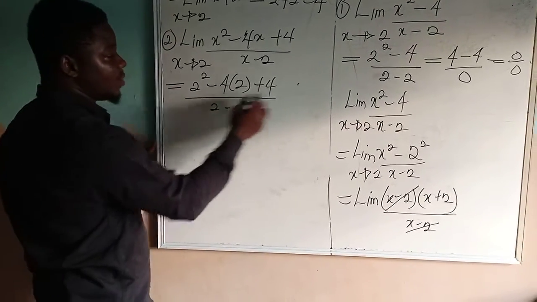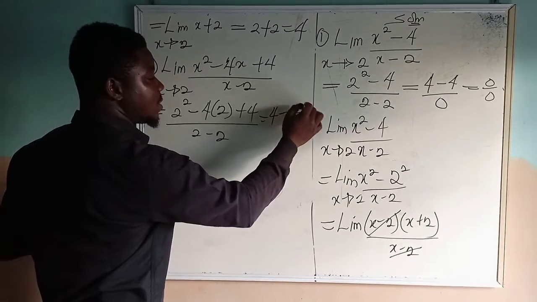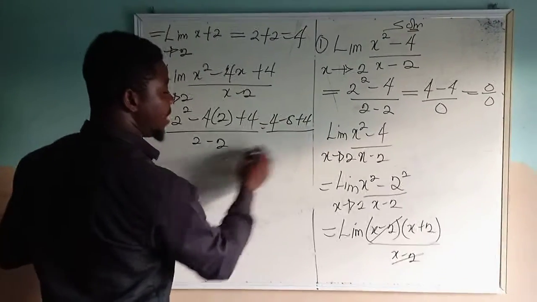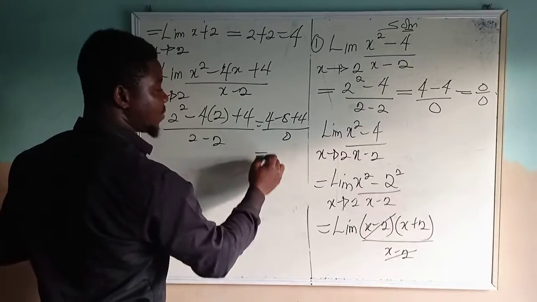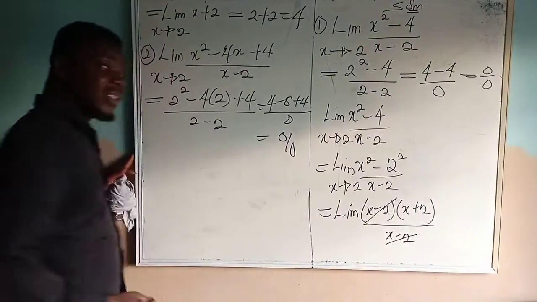Evaluating this, 2 squared, of course, we are going to have it to be 4, minus 4 times 2 is 8, and then plus 4, divided by 0, which gives us, of course, 4 minus 8 is minus 4, plus 4, that's 0 over 0.